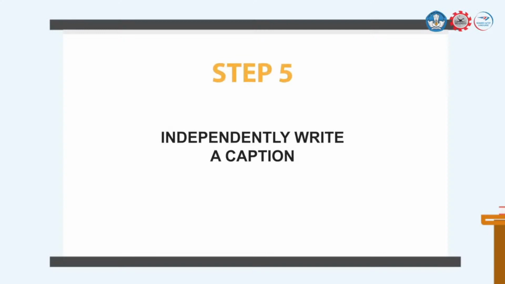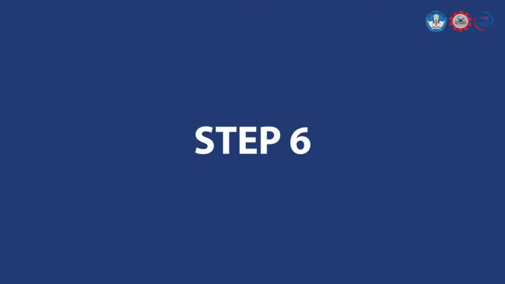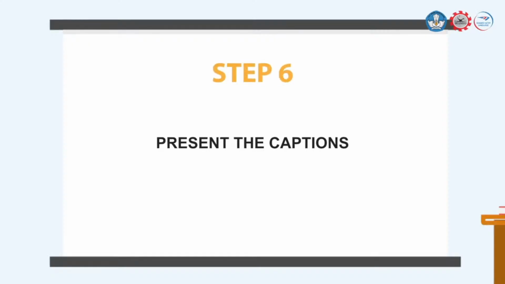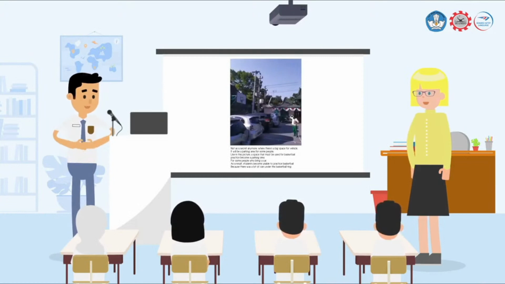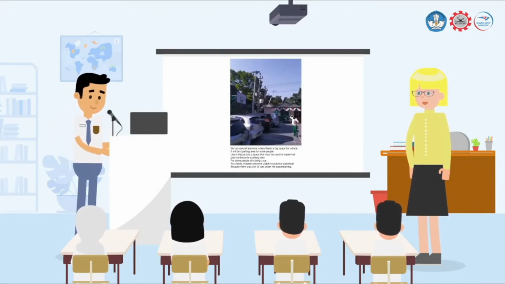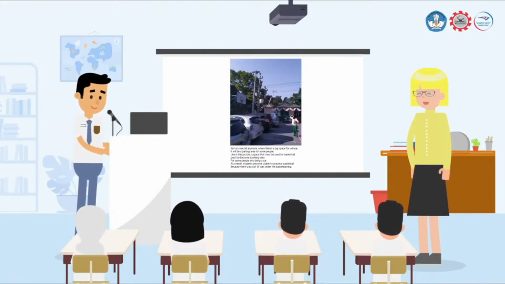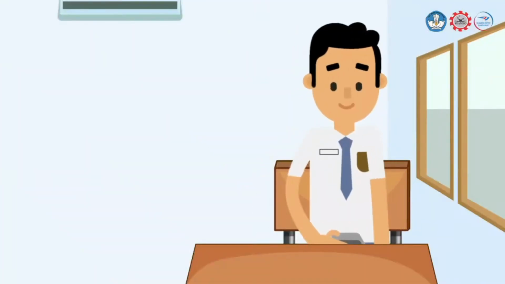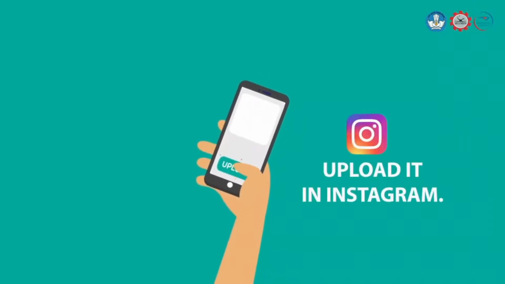The fifth step is to independently write a caption. In this step, the students need to create a caption independently. The sixth step is to present the captions. In the last step, the student should present their own caption using PowerPoint. The teacher and other students may ask questions and give their inputs regarding the caption presented in PowerPoint. Next, the student that has presented the caption should then upload it in Instagram.